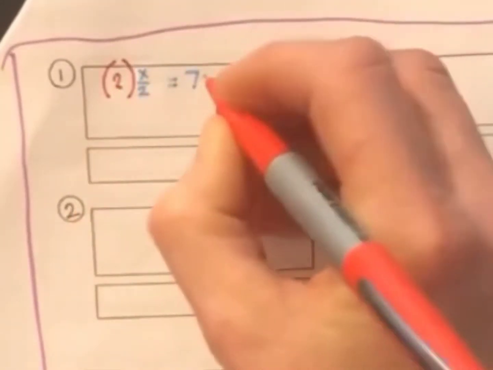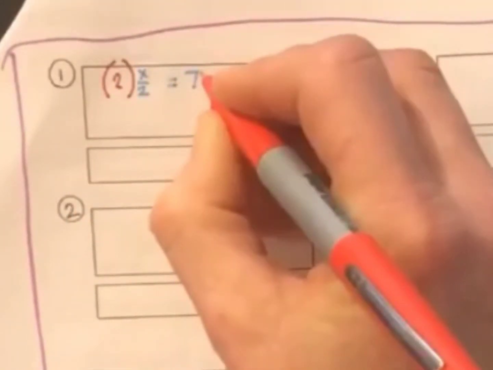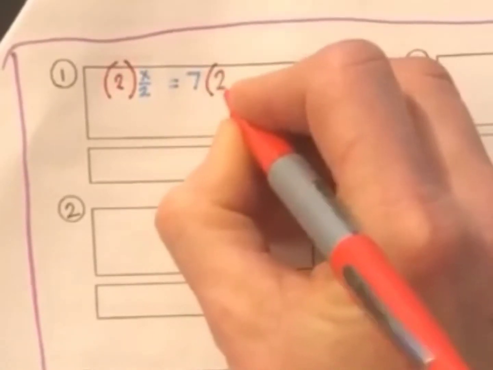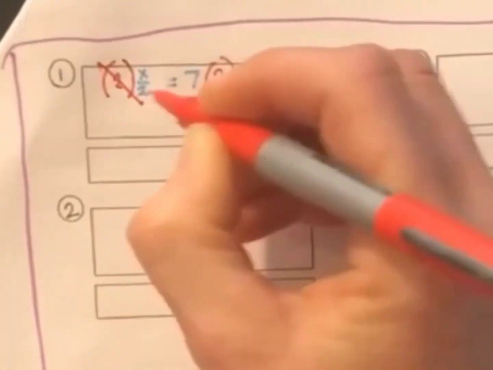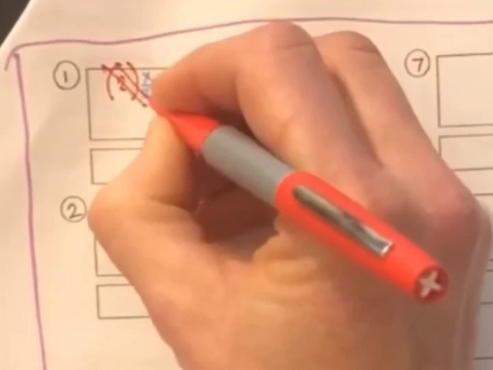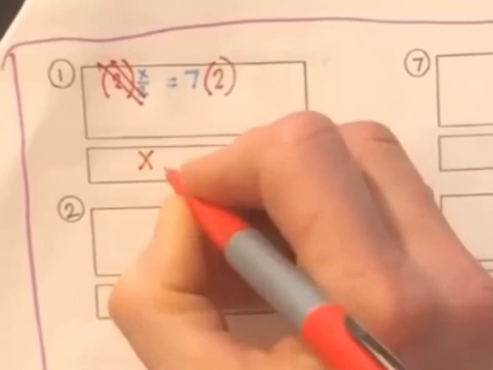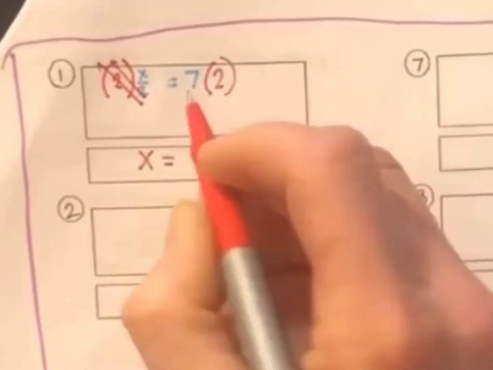The opposite of division is multiplication. So x divided by 2 times 2 would get rid of the 2. But what we do to one side, we do to the other. So if we multiply this by 2, then we'll multiply the other side by 2. X divided by 2 times 2 cancels out the 2, so you're left with x equals 7 times 2 is 14.